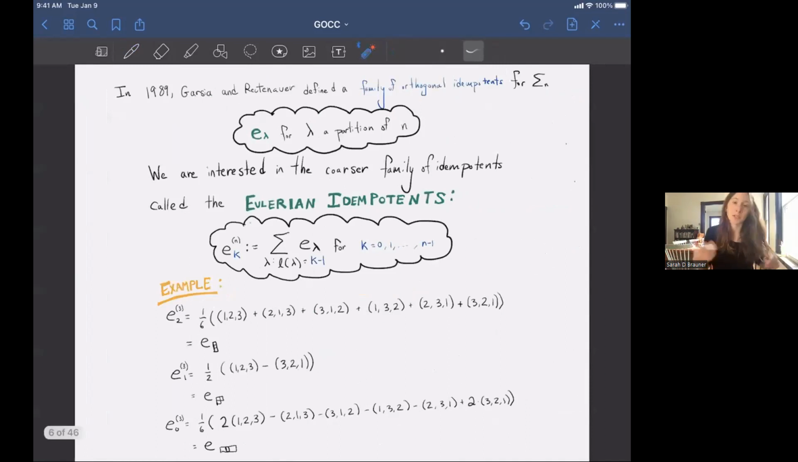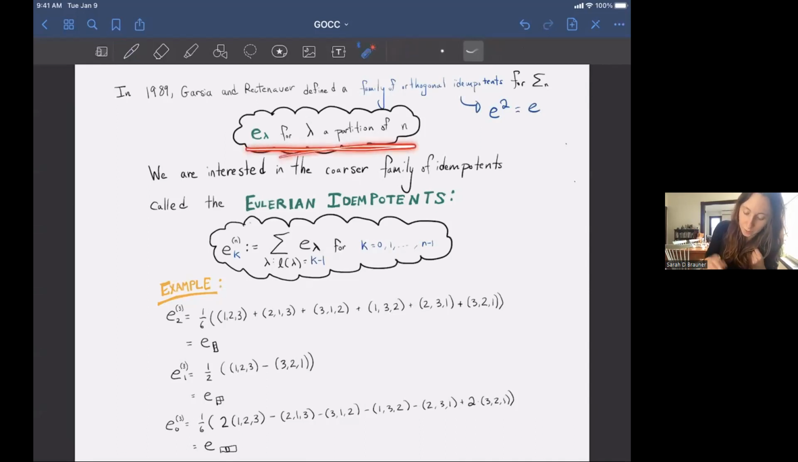Okay, so this is a really nice subalgebra, and a natural question that would come out of it is, can you find a family of orthogonal idempotents that decomposes that algebra? And so this is what Garcia and Reutenauer did. They defined a family of orthogonal idempotents. So when I say idempotent, I mean an element E of the group algebra where if I square it, I get back to itself, okay?